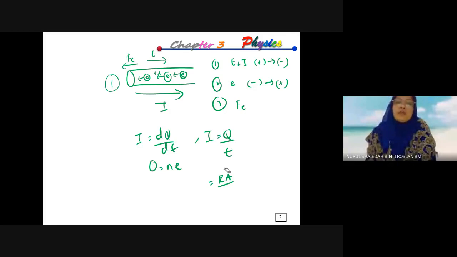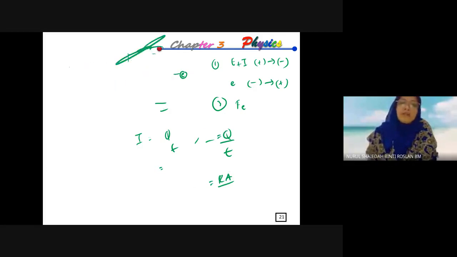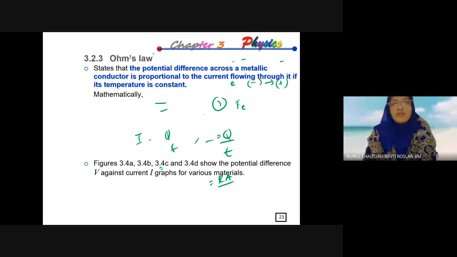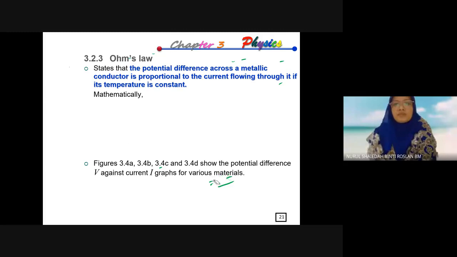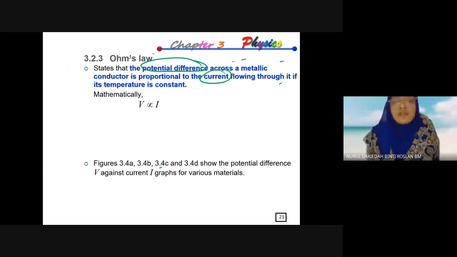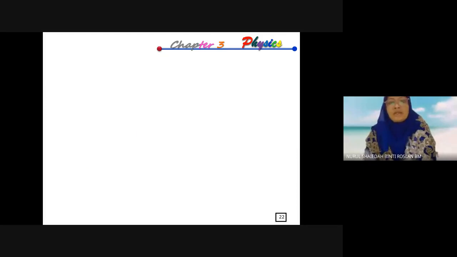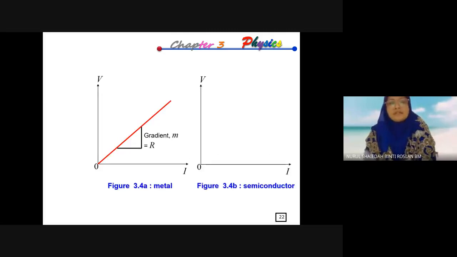Okey, seterusnya kita masuk kepada Ohm's law. Ohm's law lah. Okay. Ohm's law, yang ini dah biasa jumpa lah. Ini pun masa SPM you banyak jumpa ni Ohm's law ni. Okey, apa itu Ohm's law? Ohm's law state the potential difference across metallic conductor is proportional to the current flow at constant temperature. So V is directly proportional to I at constant temperature. So V equals to IR. So R adalah resistance of the conductor. Okay, so graph dia adalah directly proportional.